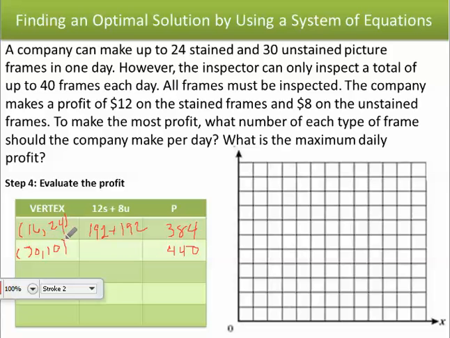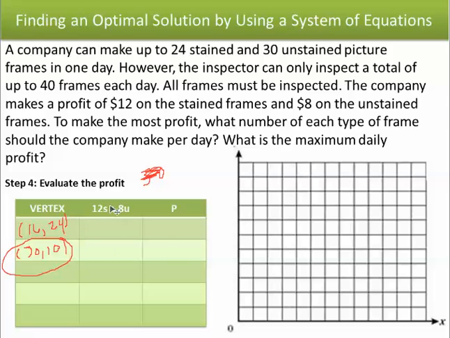So I'm thinking this would be the one that would be the most profitable. The maximum profit is to make 30 unstained. Oh, wait a second. Got them backwards. Sorry. My screen and I don't agree on the order in which we're supposed to write these, so I've got them backwards. Let me try it again here, okay? How did I know I had them backwards? Because I had 30 stained, and we can't do 30 stained.